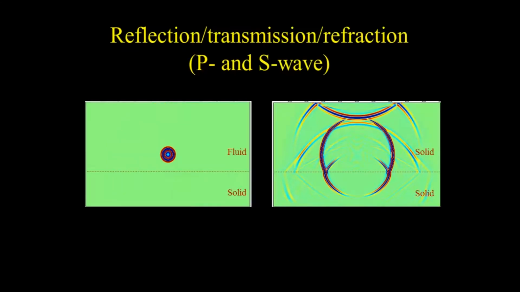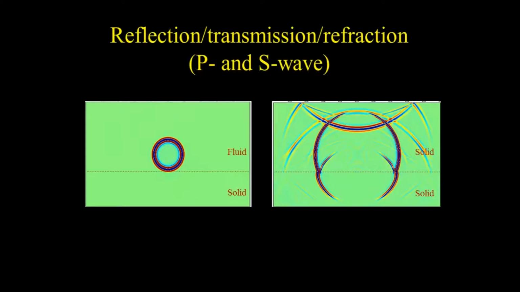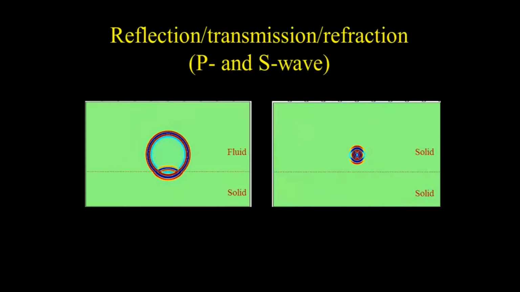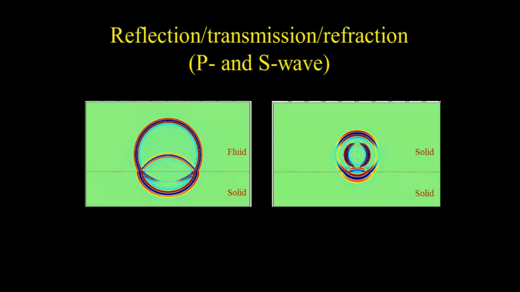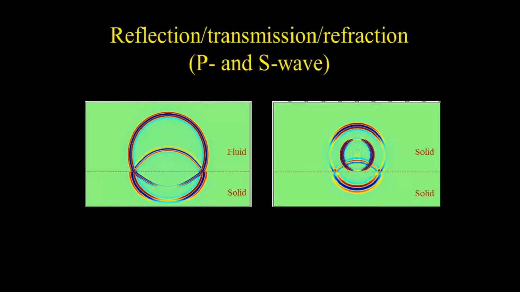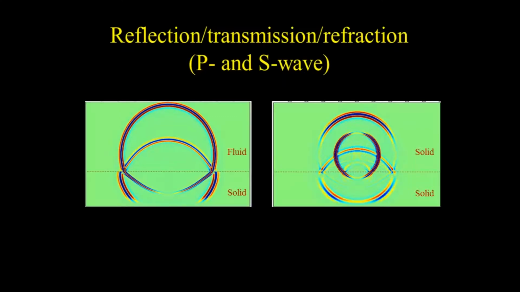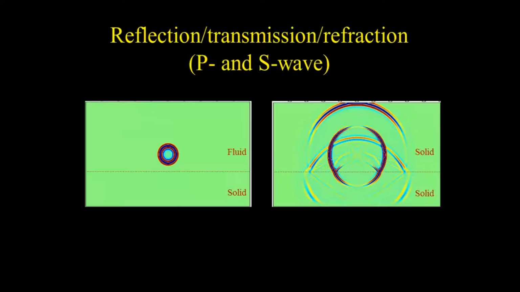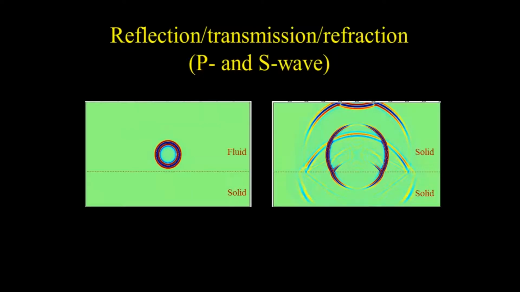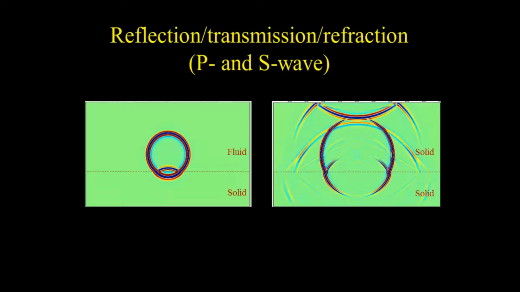Let's now consider two solid half spaces. Assume that the explosive source generates a P wave, which propagates through the top half space. When the wave reaches the interface between the half spaces, it is partitioned into two reflected waves, P and S waves, and two transmitted waves, also P and S waves. Let's watch.